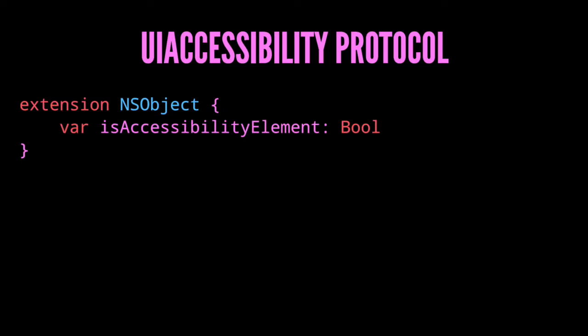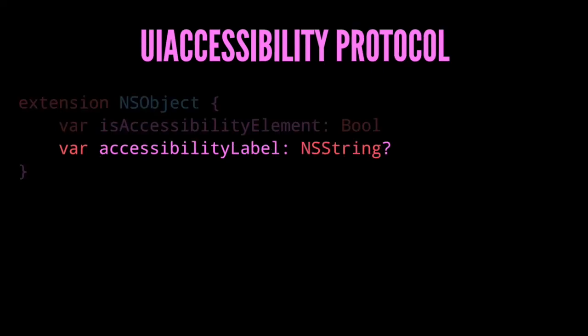First up, you'll notice that this is an extension of NSObject. So you get conformance for free with all UIKit classes. The first property asks whether the element is an accessibility element. This will already be true for UIKit classes. In most cases, as with a custom control, you're going to want to set this to true. If you set it to false, the element will essentially be invisible to VoiceOver. So you want to avoid that whenever you can.